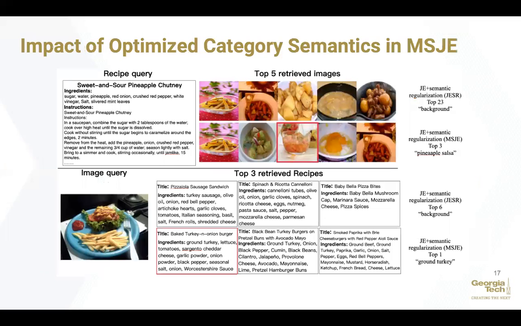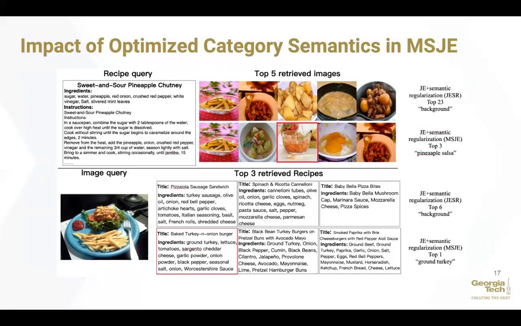This figure shows the visualization of using the two different category assignment algorithms. For the recipe-to-image query on the top, JESR assigns the background label to the query recipe and returns the matched image in the top 41 results. In comparison, NSJE assigns a category label, pineapple salsa, to this recipe, which is reasonable for the query recipe, showing a reason that NSJE returns the real matched image as the top one result.